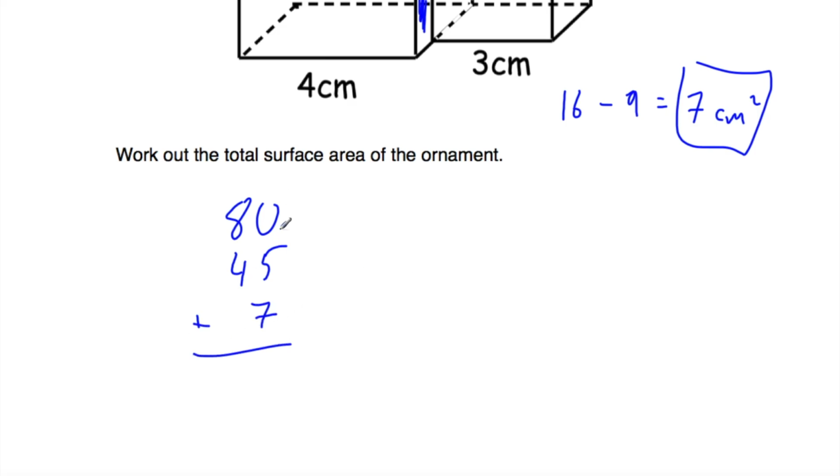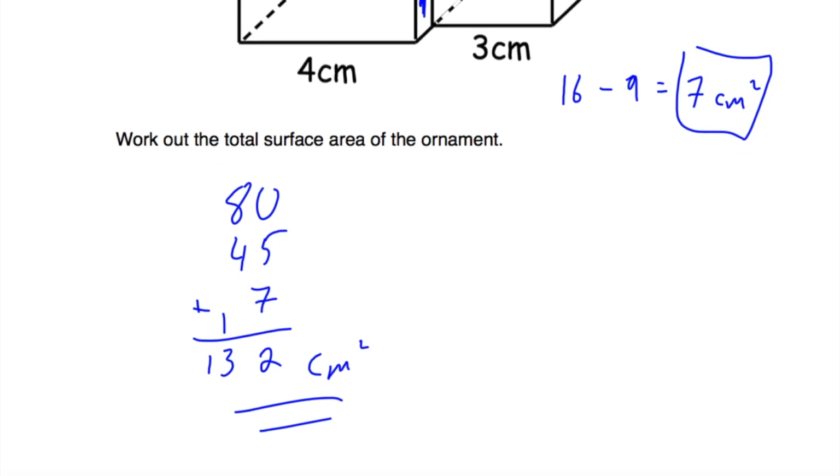So let's do that. 0 plus 5 is 5, plus 7 is equal to 12. So put a 2 down and carry a 1. And 8 plus 4 is equal to 12, plus 1 is equal to 13. So it means the total surface area of that ornament is 132 centimeters squared. And that's it.